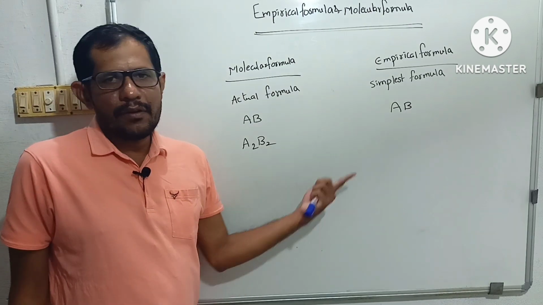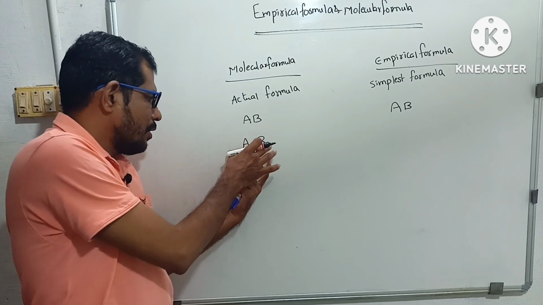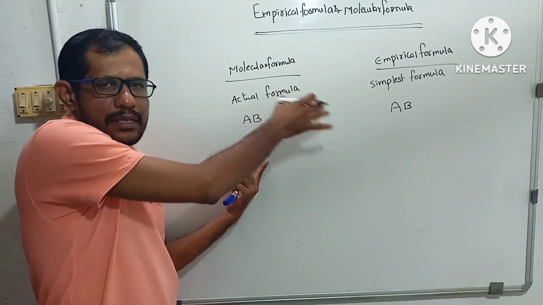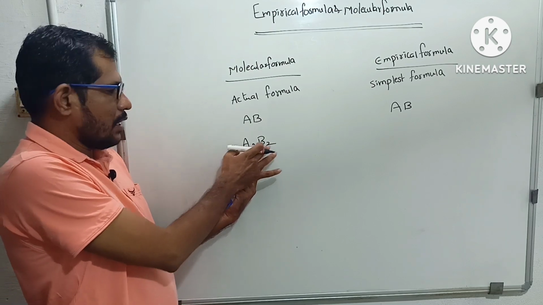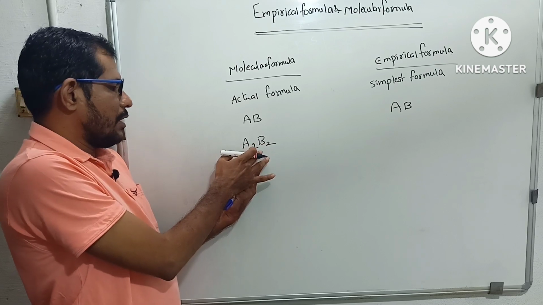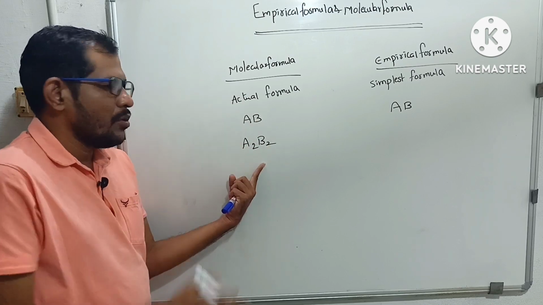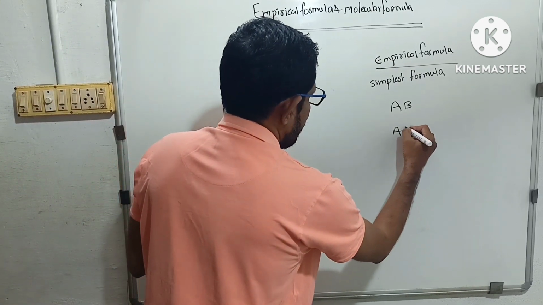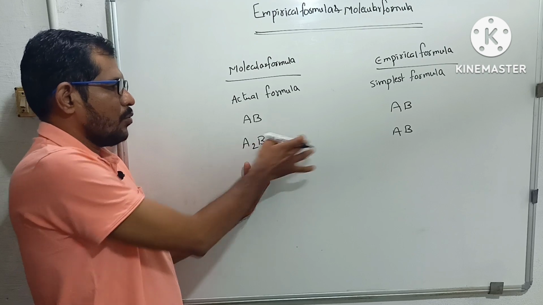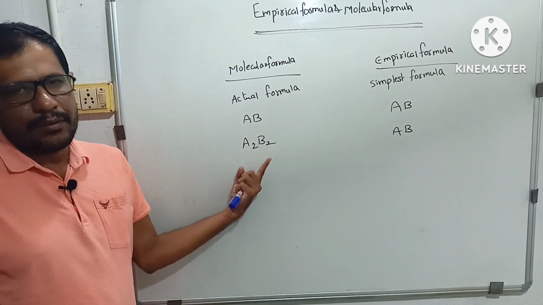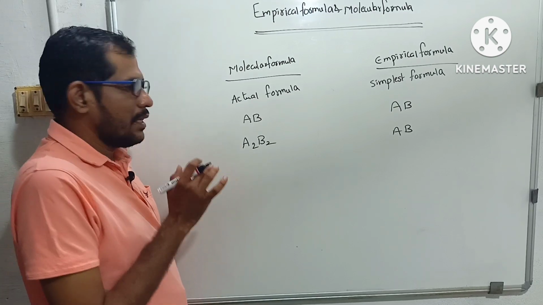Now I want to write the empirical formula. Empirical formula means simplest formula, so we need to make this simple. What is the common factor here? 2 is common, so I will divide this with 2. 2 by 2 is 1, and again 2 by 2 is 1. I will get the empirical formula AB. Now I will take one molecule and show you, then you will get a clear idea.